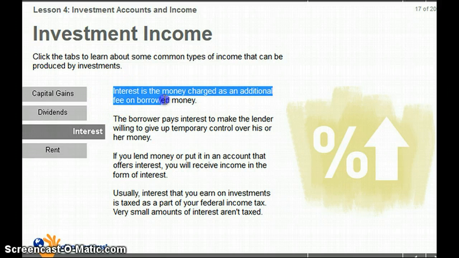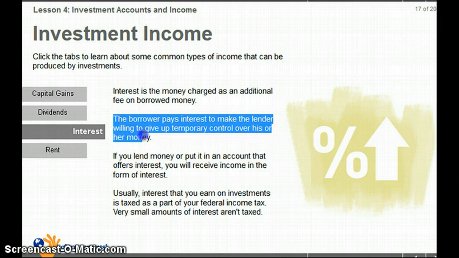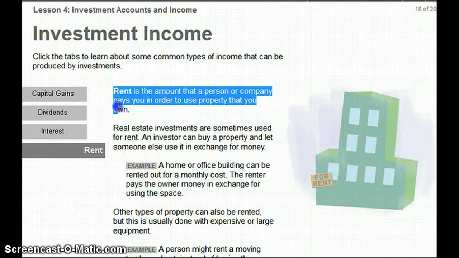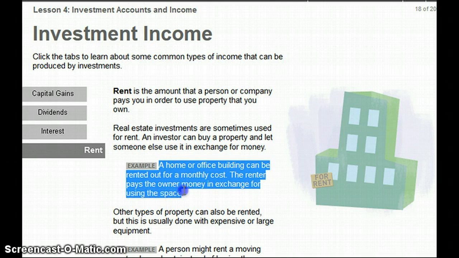Interest is the money charged for borrowed money. The borrower pays interest to make the lender willing to give them temporary control over his or her money. Rent is also investment income. If I own a condominium that I'm not living in and I rent it out, I can make money on that. Rent is the amount a person or a company pays you in order to use what you own. A home or office building can be rented for a monthly cost. The renter pays the owner money in exchange for using the space.